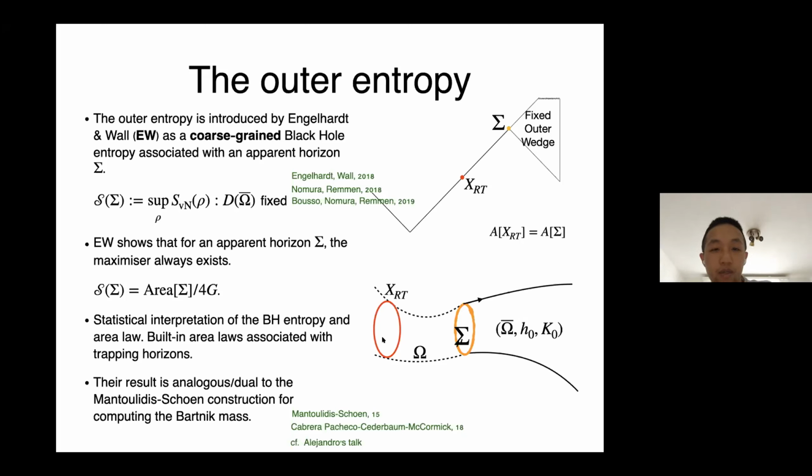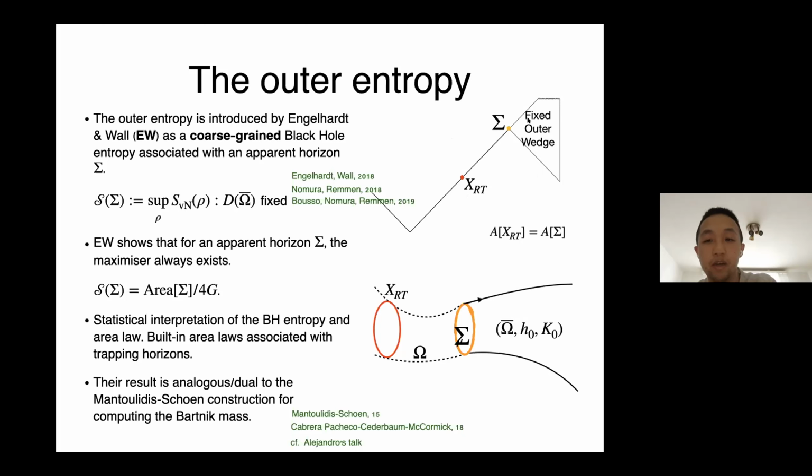Their idea is that thermodynamics tells us the entropy is fixing what you know and maximizing over what you don't know. When you apply this principle to the black hole, you say you have an apparent horizon sigma, then what you know is the data outside, that's the region you can observe. And what's inside, you maximize over it. Your goal is to look for the largest Ryu-Takayanagi surface, as I just defined in the previous slides, so that you have a maximized entropy in the end. So this is what they defined.